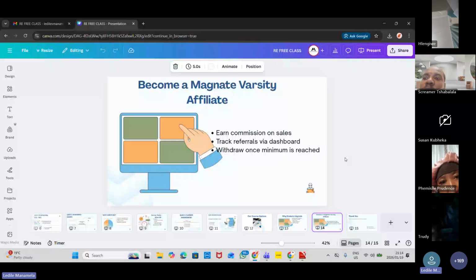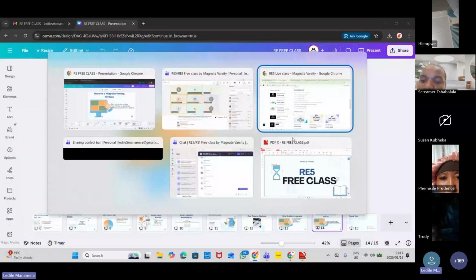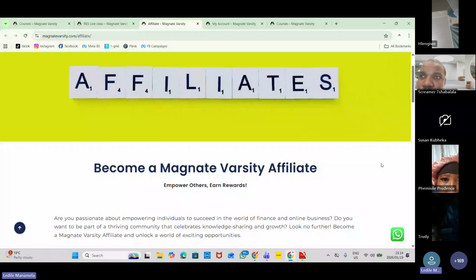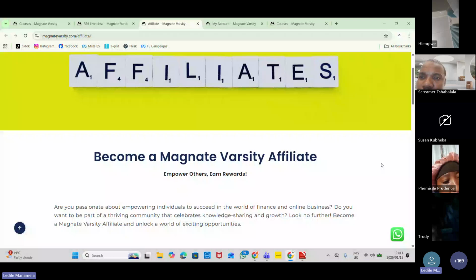The reason we introduced this is that we realized we have to accommodate everyone. Some people don't have the funds to pay for our courses. Some of them don't have enough funds. Some of them have commitments. Some of them just want extra cash on the side. So when you become a Magnet Varsity affiliate, this is what happens. You simply sign up and you get your referral link.